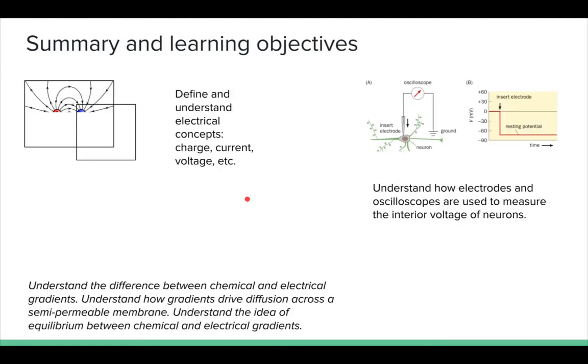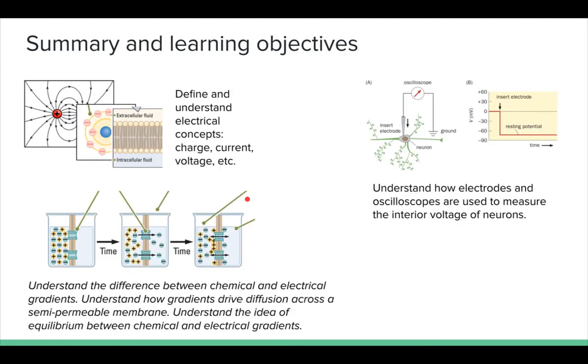All right, with that, we're going to wrap up. I just want to summarize what we did and talk about our learning objectives. At the end of this, you should be able to define these basic electrical concepts: current, charge, voltage, and so forth, and you should be able to understand what they mean, especially in terms of neurons and the kinds of charged particles and ions that exist in neurons.